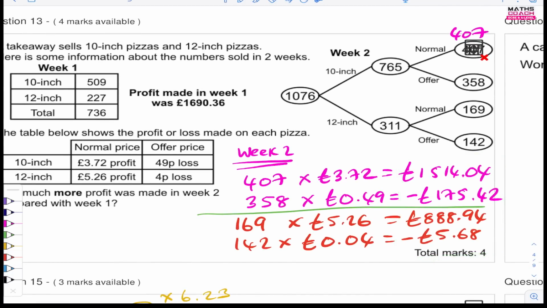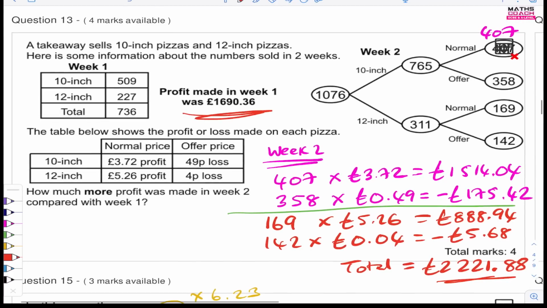So we're going to add that, take away this, add that, and take away that. All right, so go ahead and do that. So that's a total for week two of £2,221.88. Now, in week one, we made a profit of £1,690.36. In week two, we made a profit of £2,221.88. So to work out how much more profit was made in week two, we just take them away.